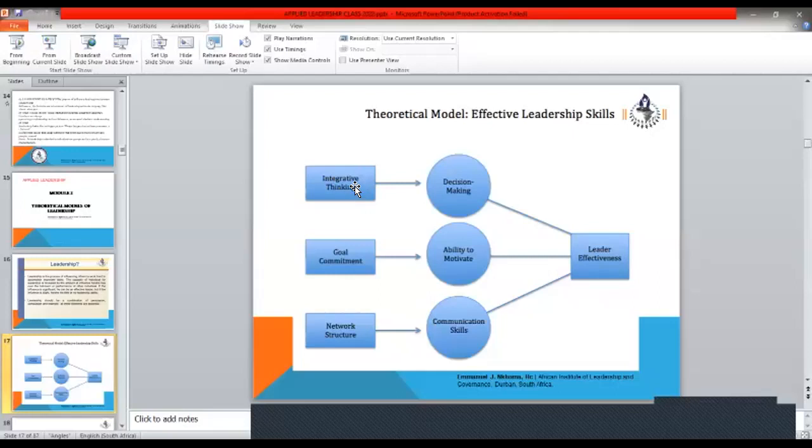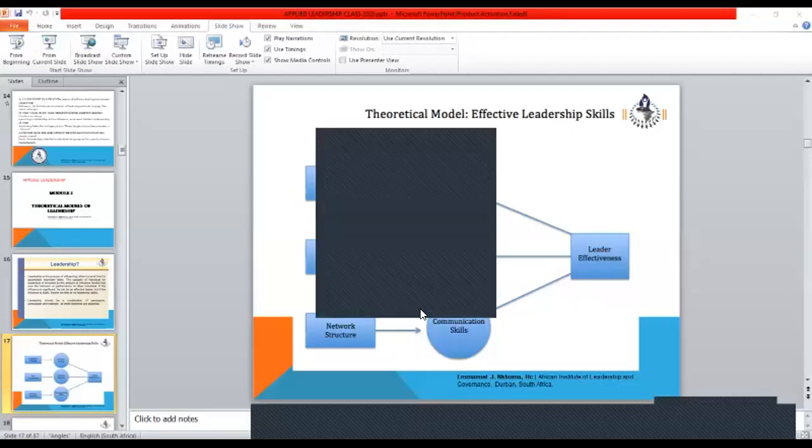But how do we get that integrative thinking? It helps us get into decision making. Remember, integrative thinking is when our decisions are informed by our social intelligence. It's when it's influenced by our social intelligence.